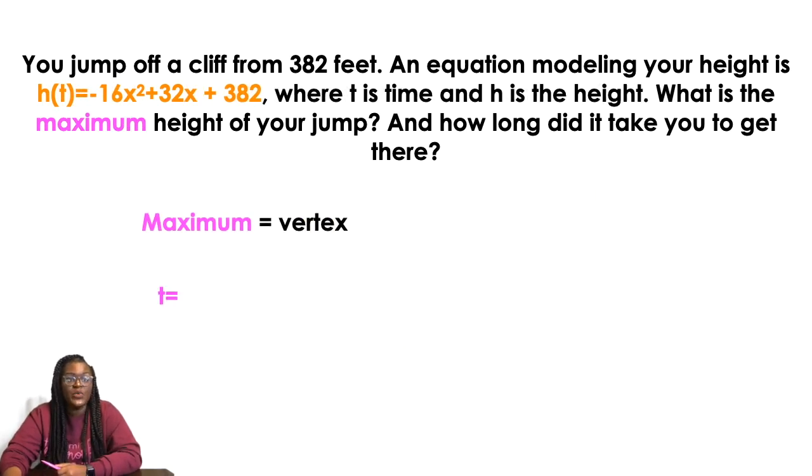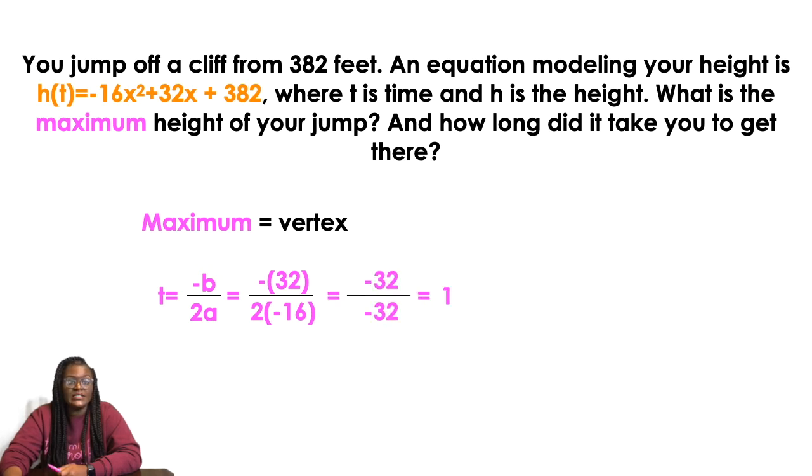So anytime you see the word maximum, that means vertex. So negative b over 2a. So negative 32 over 2 times negative 16. So negative 32 over negative 32, x or t equals 1. I take that 1, I plug it into the original equation.